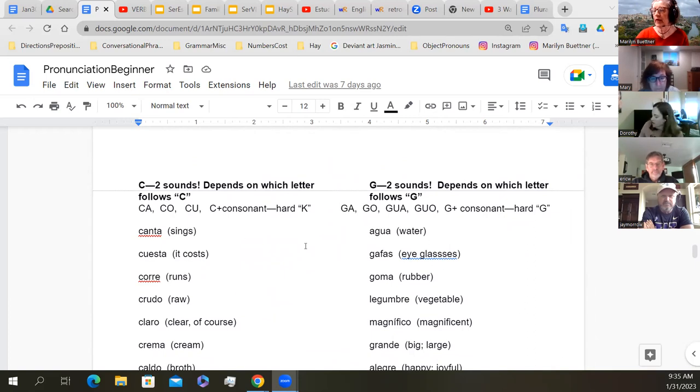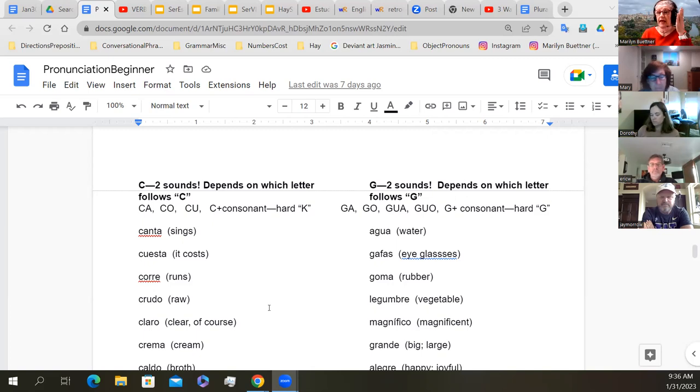But we are going to look at these two letters together because each letter, la C, the letter C, y la G, like hey you, but with a little more throat action. G. C and G. C may potentially have two sounds in Spanish, and G may potentially have two sounds in Spanish. C y G. And what sound they make will follow similar patterns. Okay, so we're going to take a look at these.